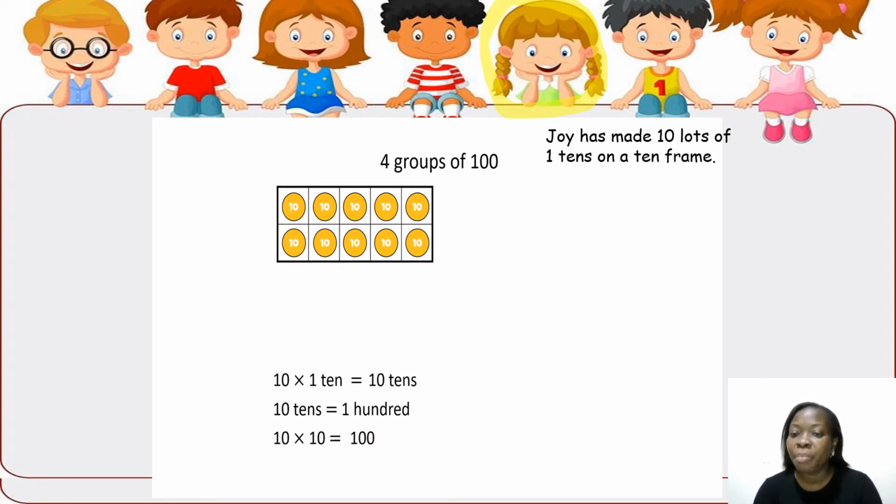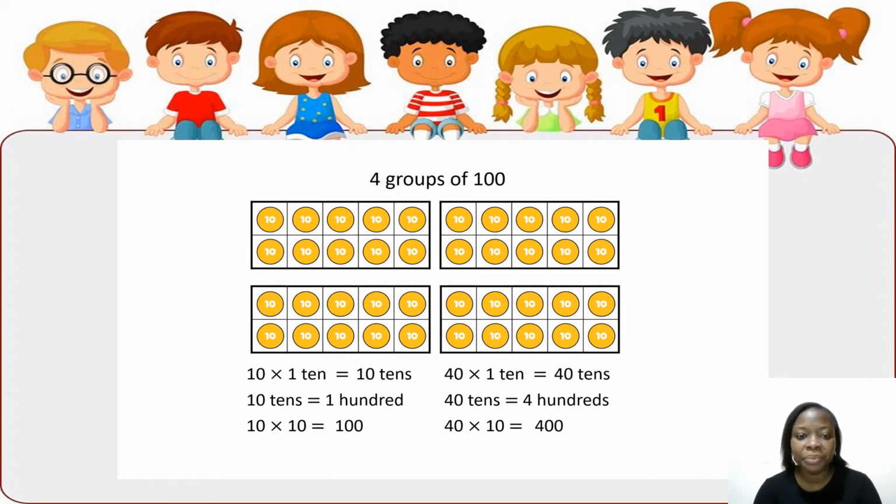Now let's see how she makes the other 4 groups of 100. Okay, over here using the ten frame, she has made 4 groups of 100. 10 times 10 is equal to 10 tens. 10 tens is equal to 100. So 10 times 10 is equal to 100. Now 40 times 10 is equal to 40 tens. Remember, she has made 4 groups. 40 tens is equal to 400. So 40 times 10 is equal to 400.